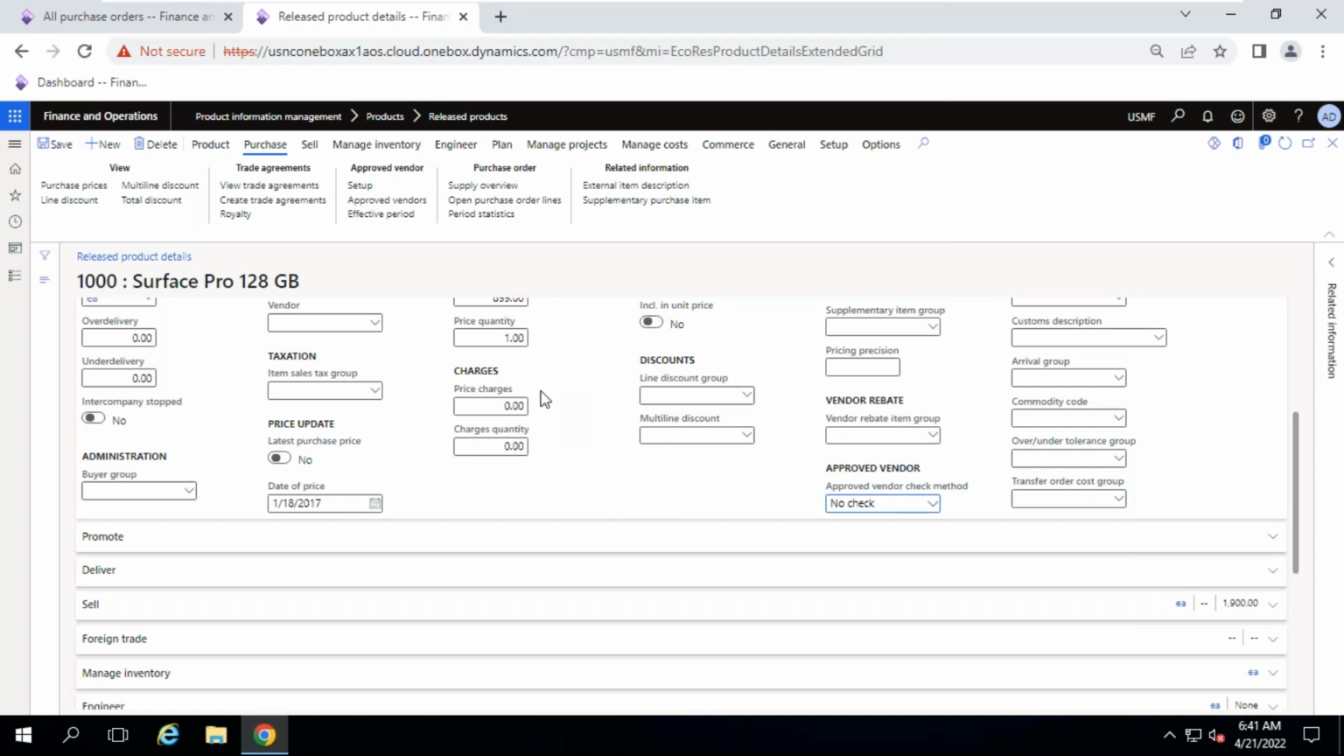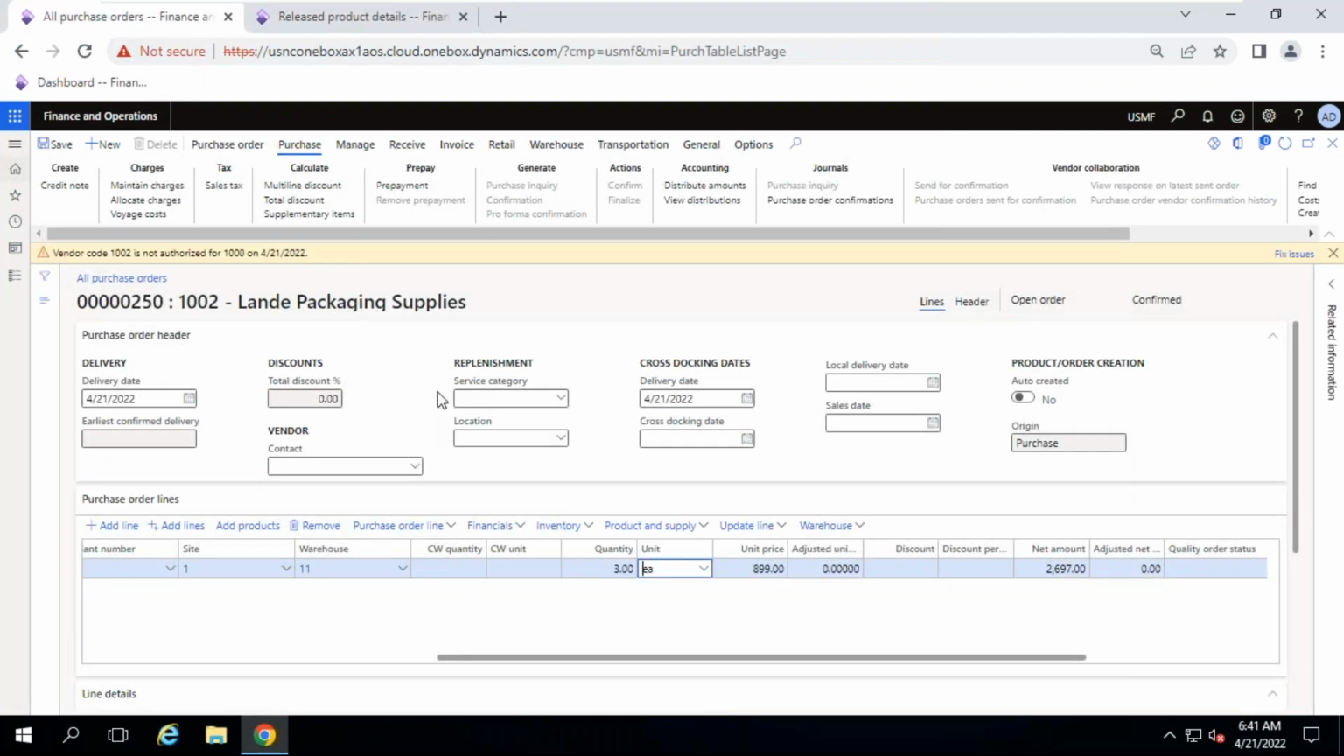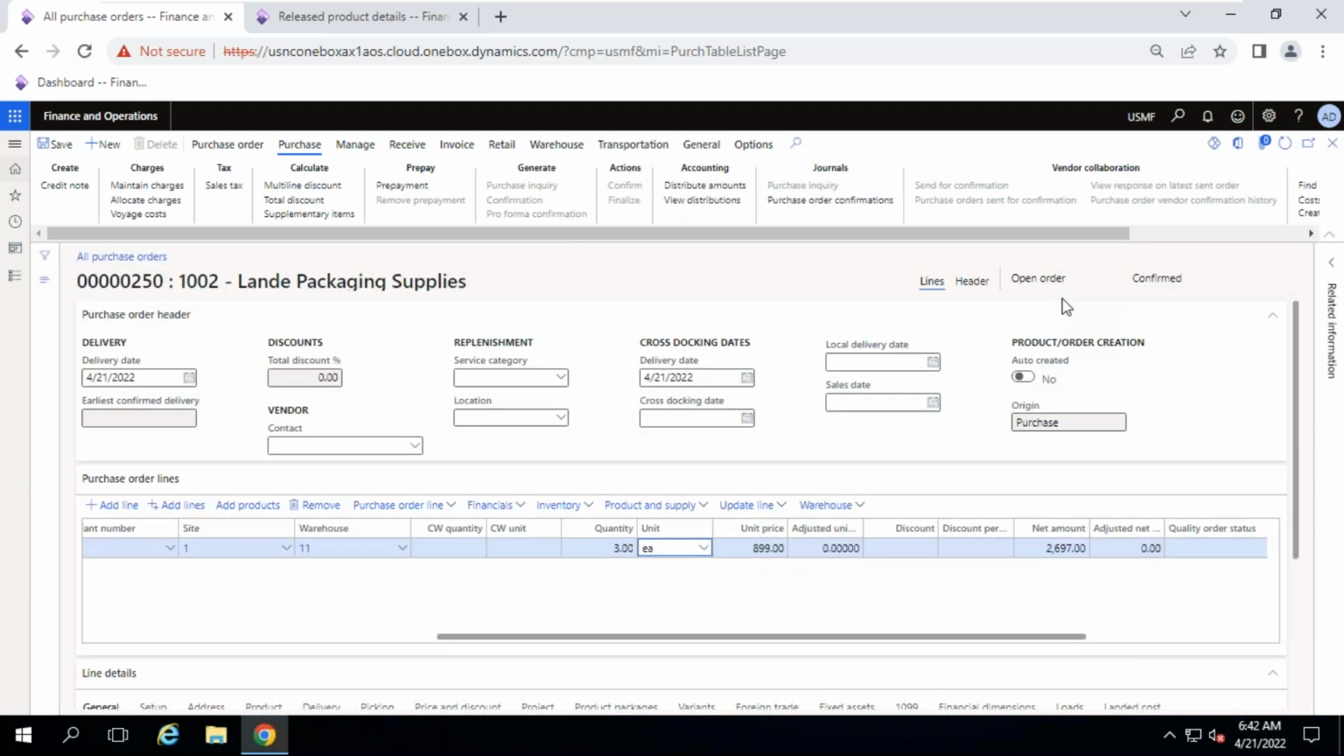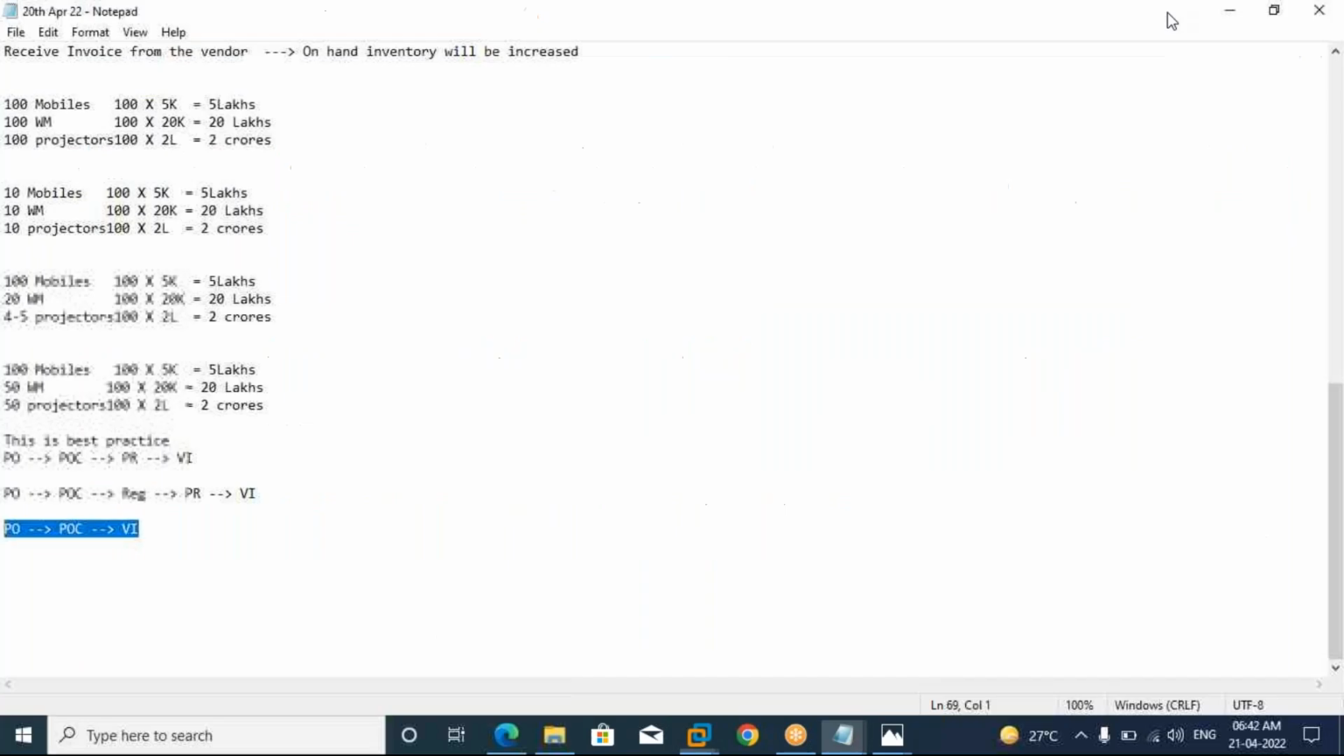But in a real-time scenario, based on the item, business people will take the decision whether they want to map no check, warning only, or not allowed. Suppose I am purchasing a projector. Projector cost is 2 lakhs rupees. For 2 lakhs rupees worth of material, I want to purchase from authorized vendors only, not from unauthorized vendors. If I purchase from unauthorized vendors, there may be a chance that duplicate items come to my company. Fine, the purchase order is confirmed.